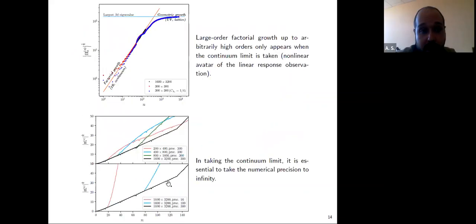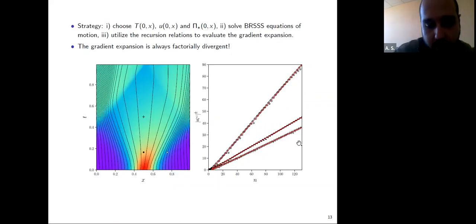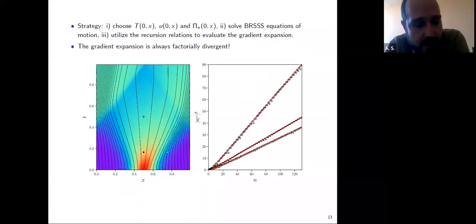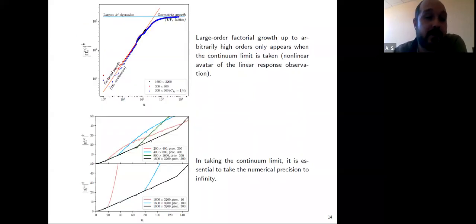I want to emphasize two points pertaining to this numerical computation. The first one is that if you want to find large order factorial growth up to arbitrarily high order of the gradient expansion, you need to take the continuum limit. So you use lattices in spacetime in order to discretize. If you compute the gradient expansion up to large order for a fixed lattice size, you would find a region of factorial growth at low orders that then gives way to a region of geometric growth at large order. This region of geometric growth exists because the lattice spacing is finite. In order to find factorial growth up to all orders, you have to take the continuum limit.